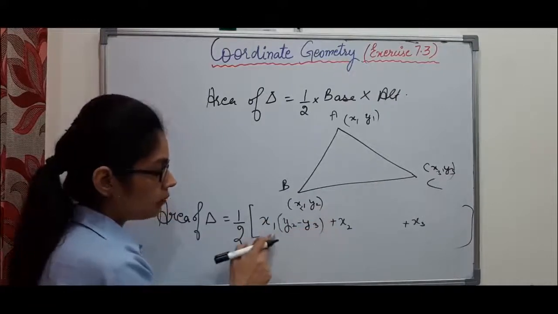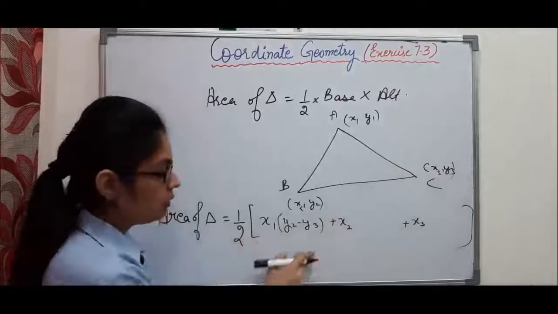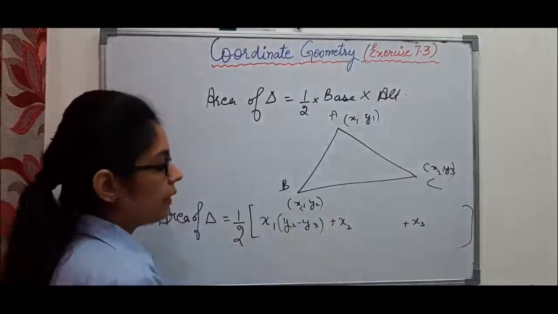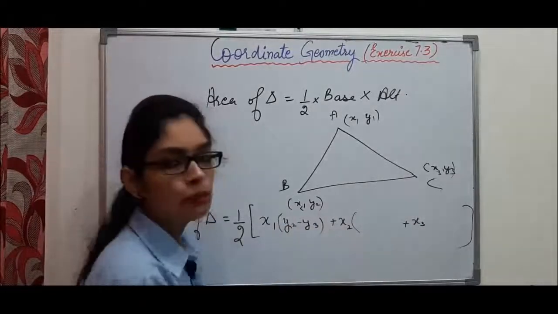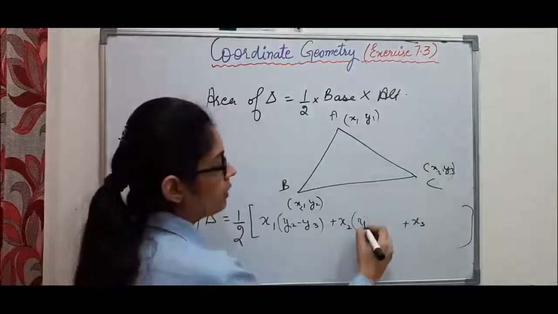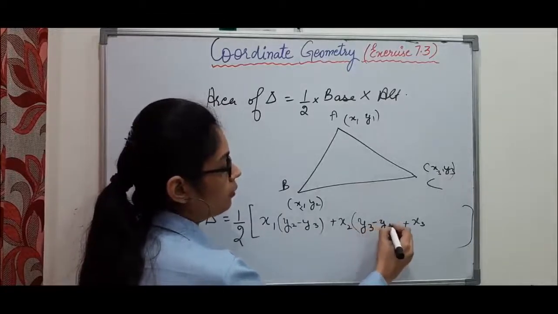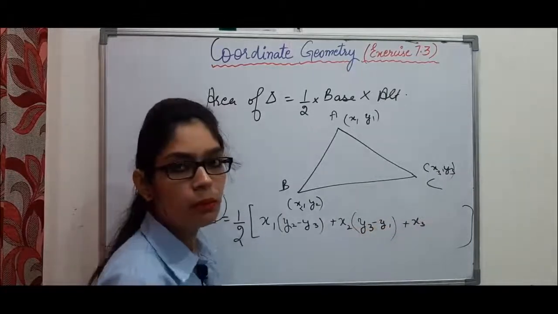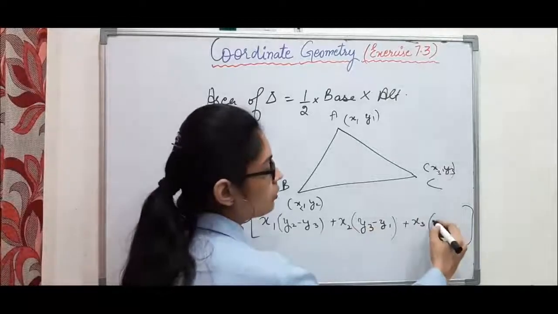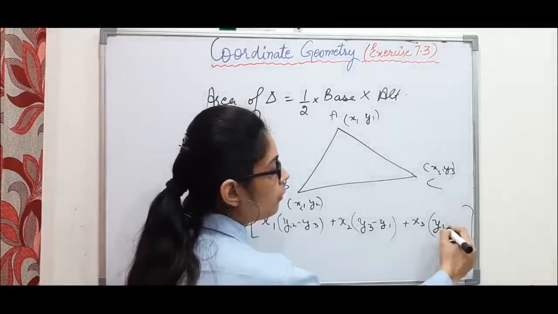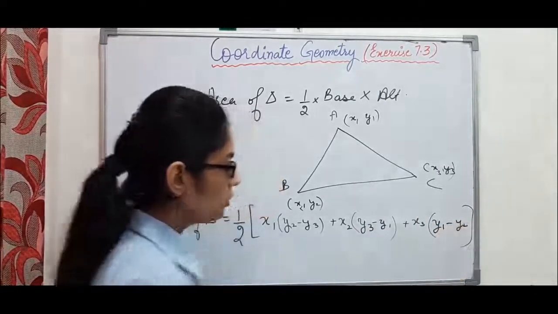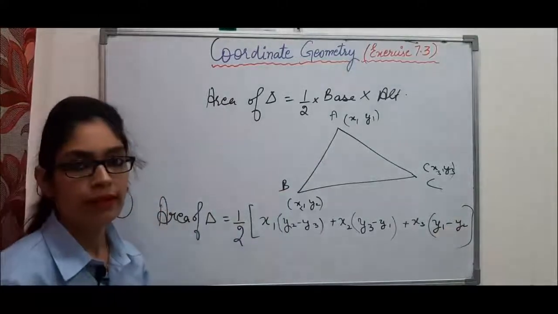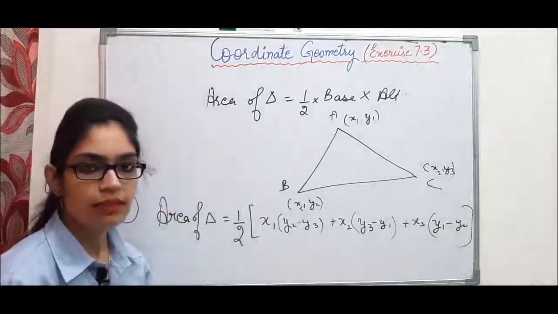So with x1, you take y2 minus y3. Now for x2, y2 you have to leave, so we can write it as y3 minus y1. For x3, y3 you have to leave, so it will be y1 minus y2. So this is the formula of area of triangle which we are going to use in this exercise.